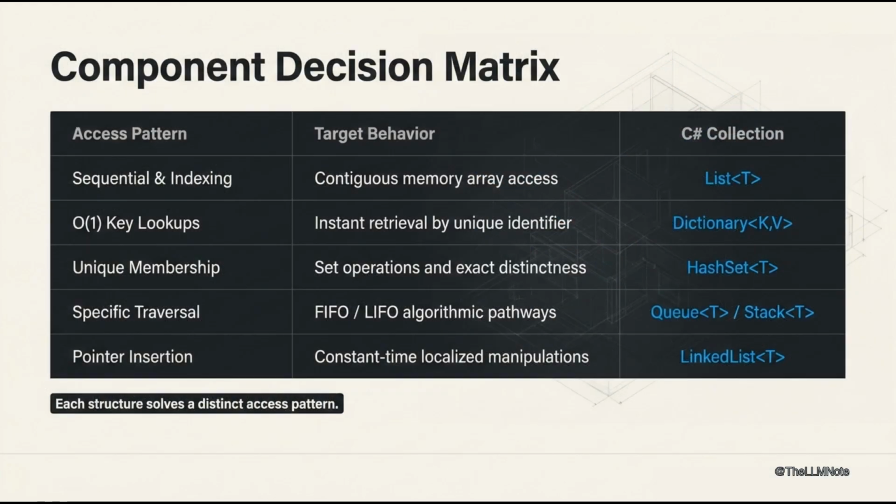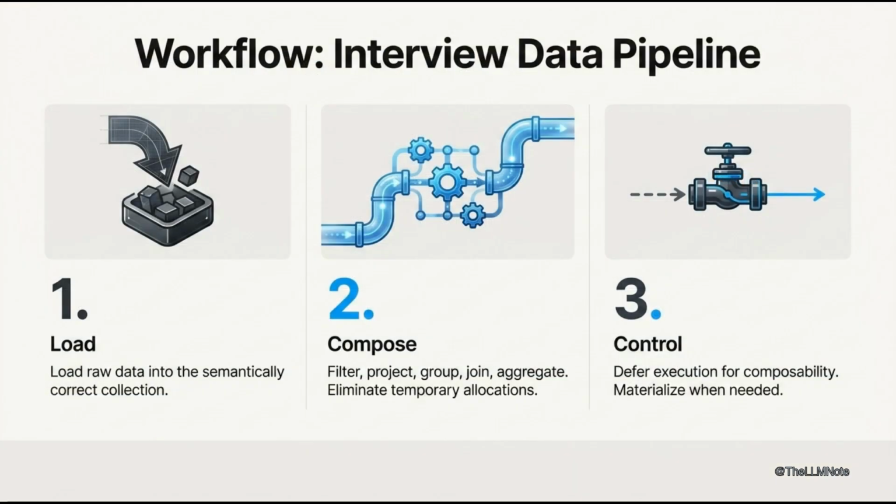Here's something most people overlook: the component decision matrix. Sequential access and indexing: List, O(1). Keyed lookups: Dictionary. Unique membership and set operations: HashSet<T>. FIFO and LIFO traversal: Queue and Stack. Pointers and constant-time insertions: LinkedList. Each structure solves a distinct access pattern. Think about this for a second.